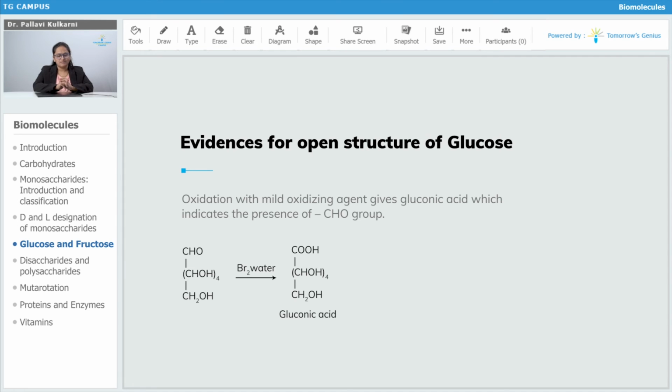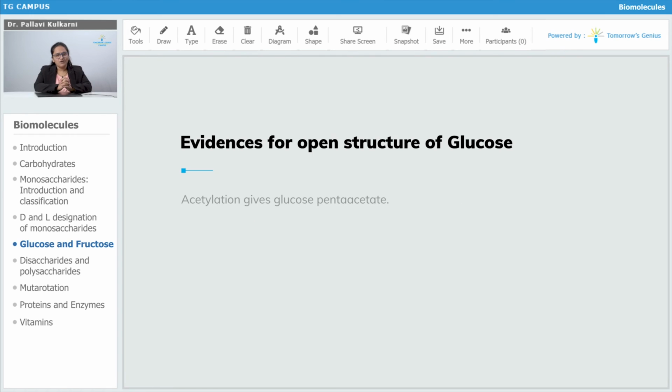Whenever glucose is treated with bromine water, it gives gluconic acid. That means it has the aldehydic functional group, because the aldehydic functional group can be easily oxidized by a mild oxidizing agent to COOH, that is the carboxylic group. Along with the aldehydic functional group, glucose also has the hydroxyl or alcoholic OH group in it.